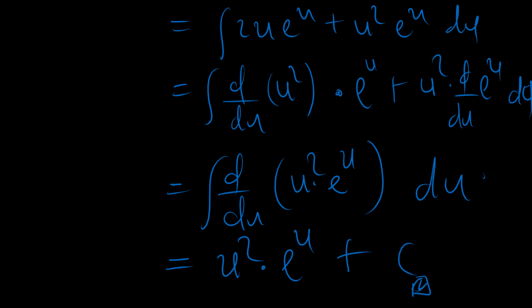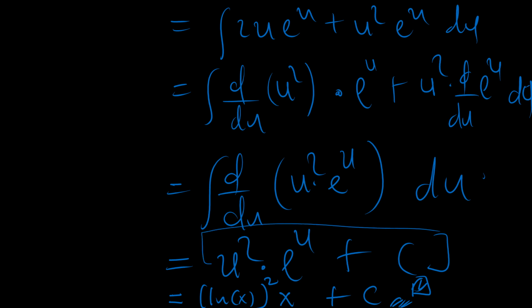But we know what u is. u is the same as natural logarithm of x, and e to the power u is x. So that is the actual answer. The square of natural logarithm of x multiplied by x is our final answer. You're not allowed to stop here. You cannot stop here. You need to actually express it back in terms of x.